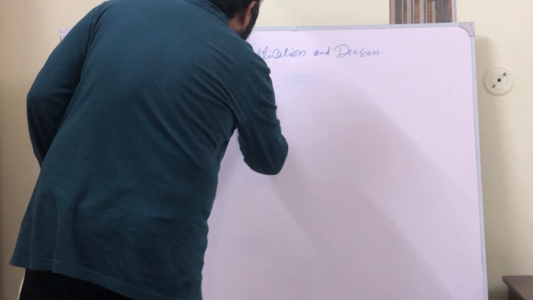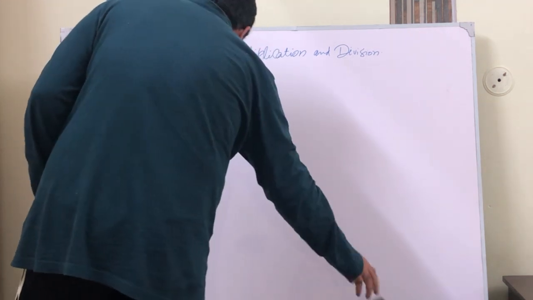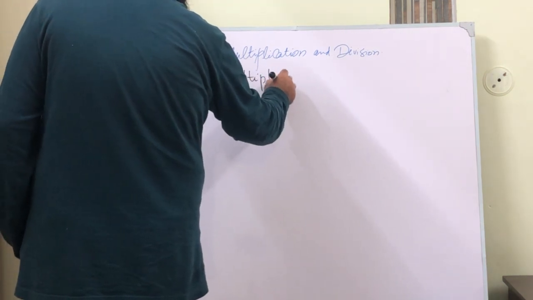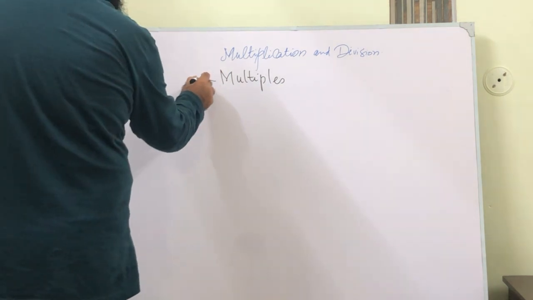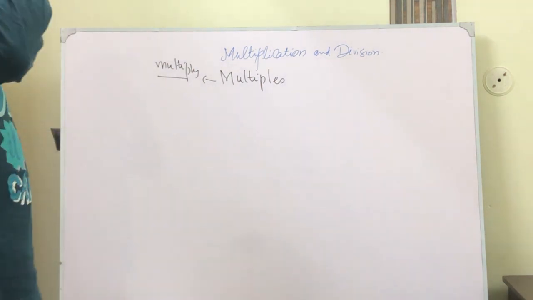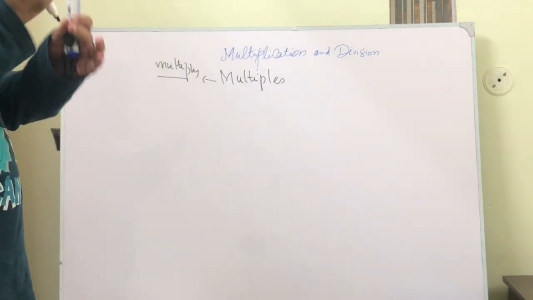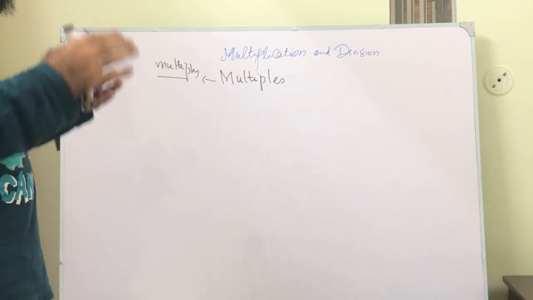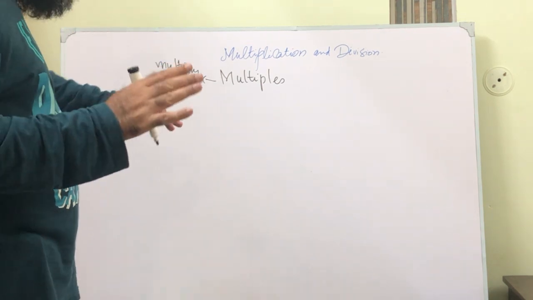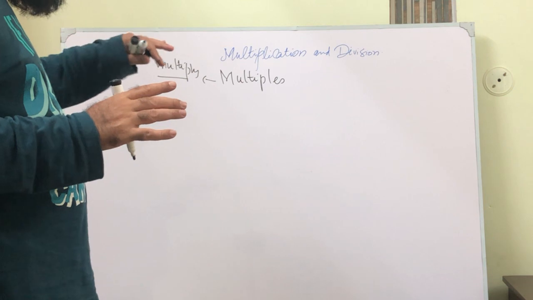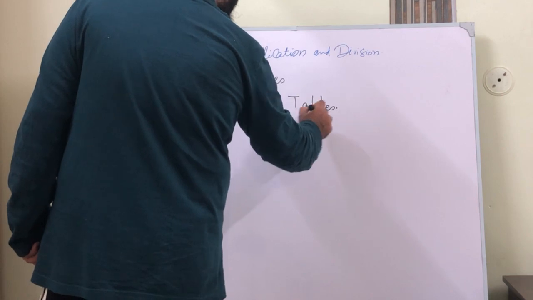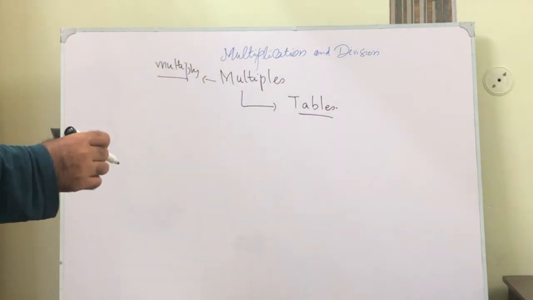The topic that comes on our way is multiples. Multiples is from where? From multiply. When we do the tables, we are actually multiplying. 2 1s are 2, 2 multiplied by 1 is equal to 2. 4 5s are 20, 4 multiplied by 5 is equal to 20. So basically we are multiplying. So multiples means to do tables.